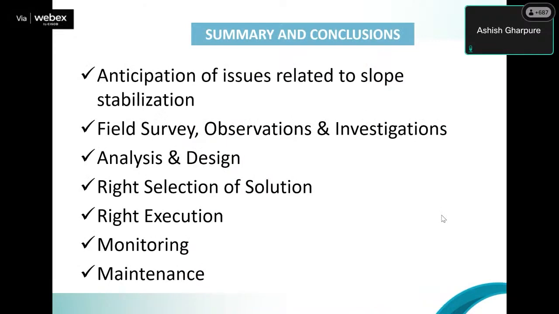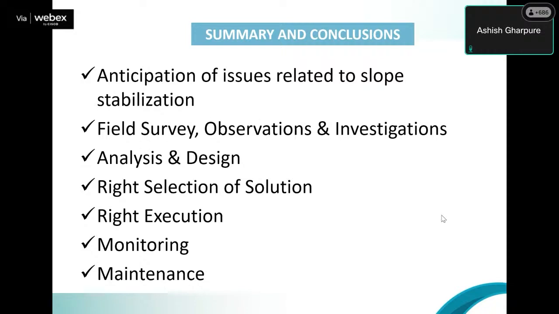There are various case studies, but I'm just showing some important ones, and that's all. So, in summary and conclusion, anticipation of issues related to slope stabilization is important, and only then you see the problems. Field survey, observations, investigations are necessary. Although you know the solutions, sometimes you believe just put a wall, put an anchor, put drainage. We know, but the extent of it, how much to put, how deep the anchor should go, what the spacing should be, what the diameter should be, what the strength of it should be, will still come out only through analysis, design, and knowing our field details.